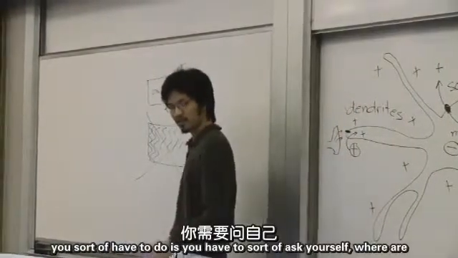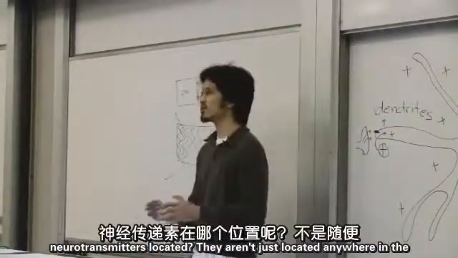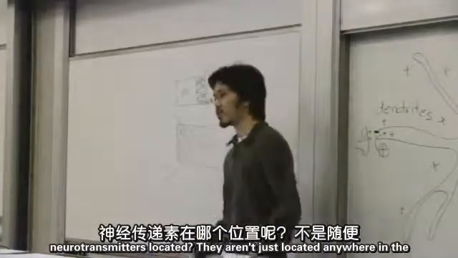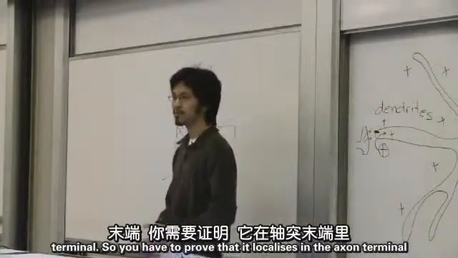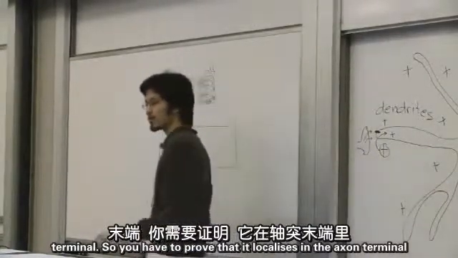First thing that you have to do is ask yourself, well, where are neurotransmitters located? Right? They aren't just located anywhere in the brain. They're located in specific areas. They're located in the axon terminal. So you have to prove that it localizes in the axon terminal.